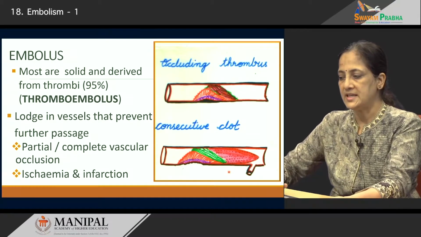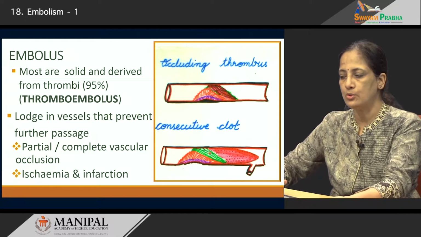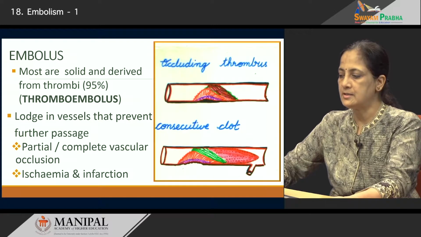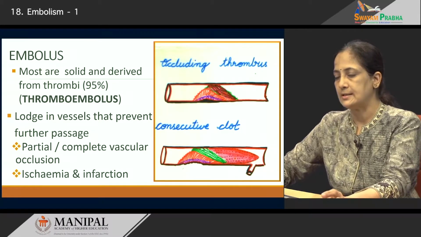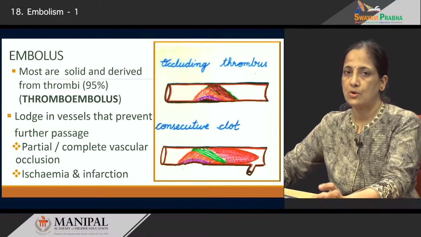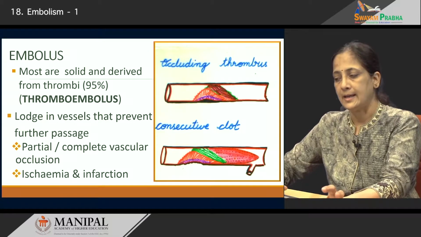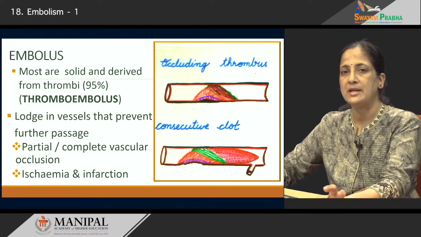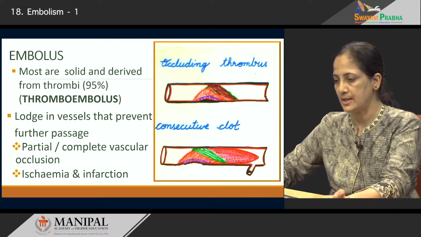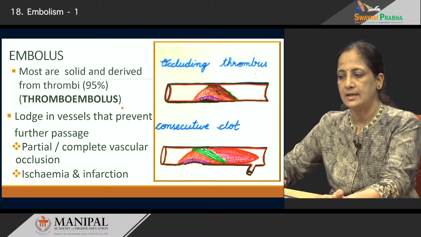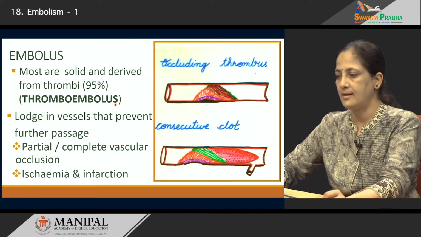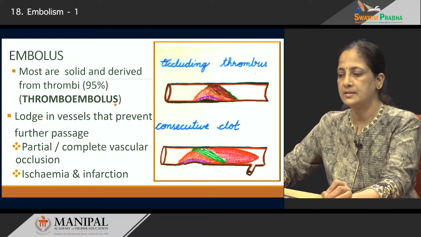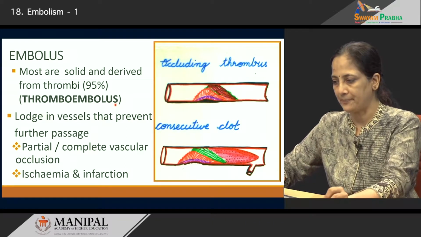Also, as you see in the picture, if there is an occluding thrombus, then the distal column becomes stagnant and forms a propagated clot that lies loose in the vessel. This propagated clot also is unstable and can easily break away and be carried into the circulation. So, therefore, let us remember that the majority of emboli seen in human pathology are the thromboemboli.